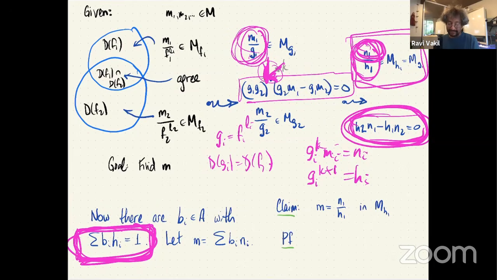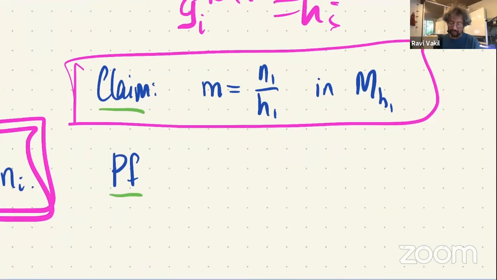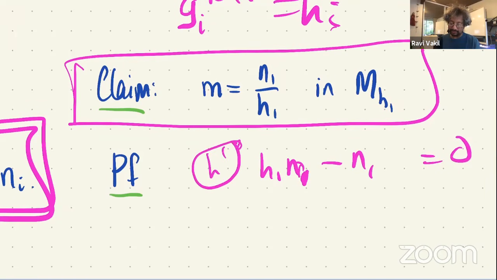So I'm now going to finally tell you how they glue together and what they glue together to. Let me just define m to be the sum of bi ni, which looks a little bit like the sum of the bi hi. And now the claim is that this works. So I claim that in fact, m is n1 over h1 in this localization. And now let me prove that it's true. What do I need to do? I need to show that h1 m1 minus n1 should be 0. I guess I should also put some big power of h1 here, but I don't even need to do that because of how I cooked things up.